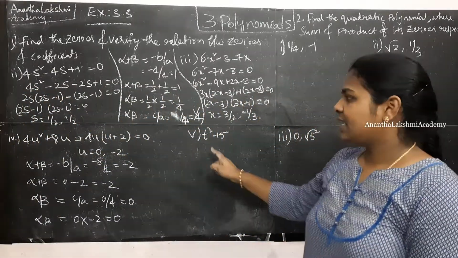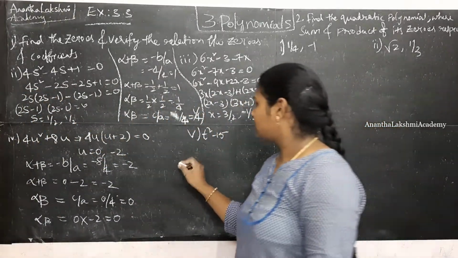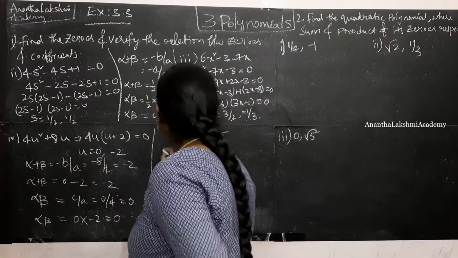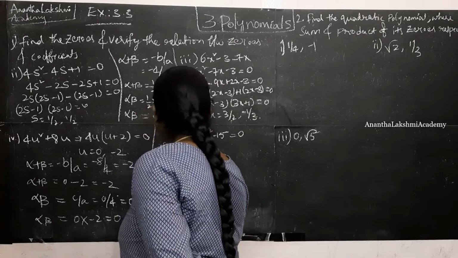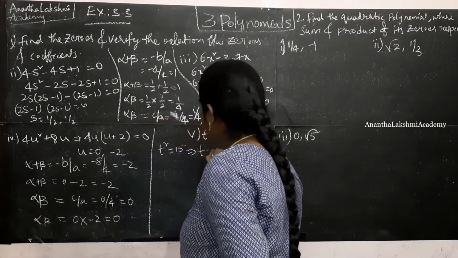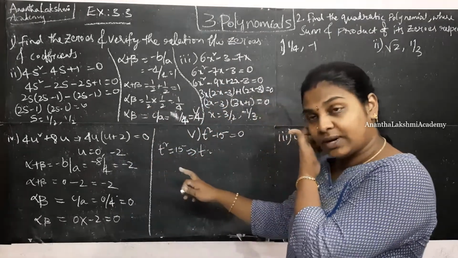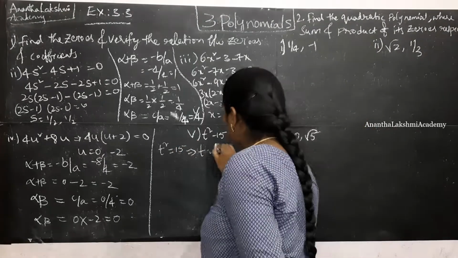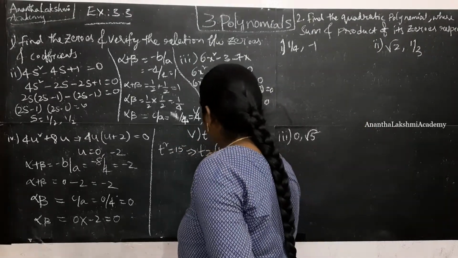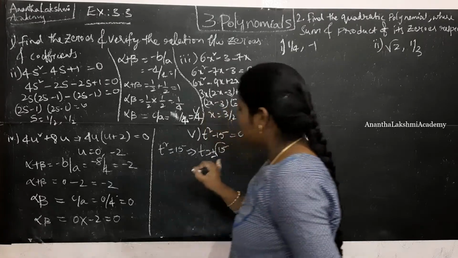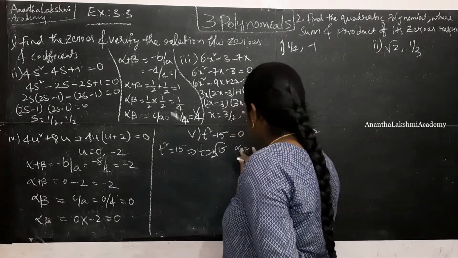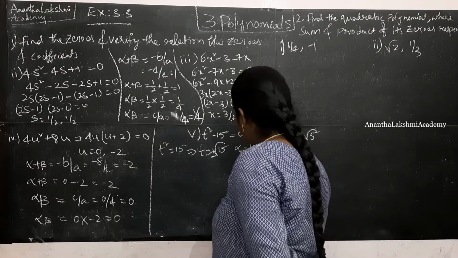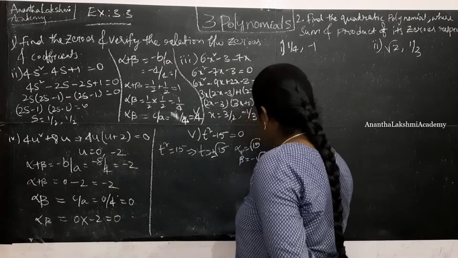So now here the fifth one, if you look at here, t square minus 15 is equal to 0. So t square is equal to 15, which implies t is equal to, when you remove the square from this side, it becomes the root of 15. So t is plus or minus root 15. So if you assume alpha is root 15 and beta is minus root 15.